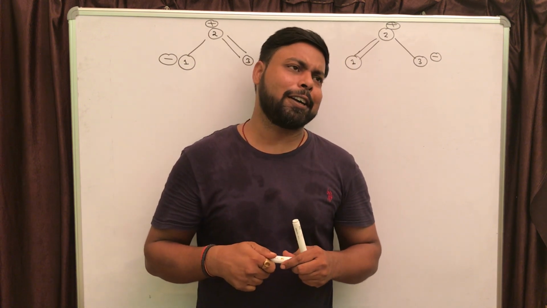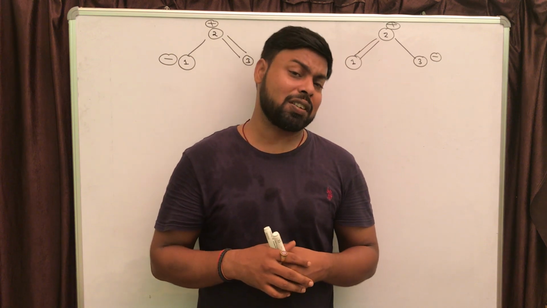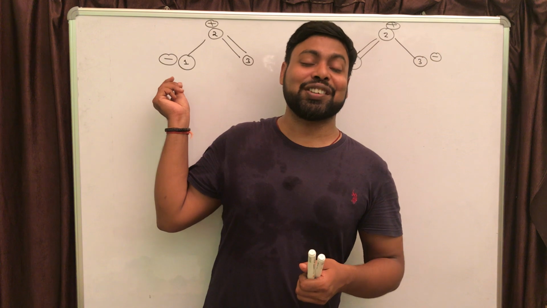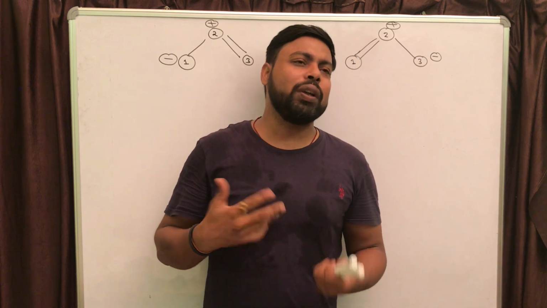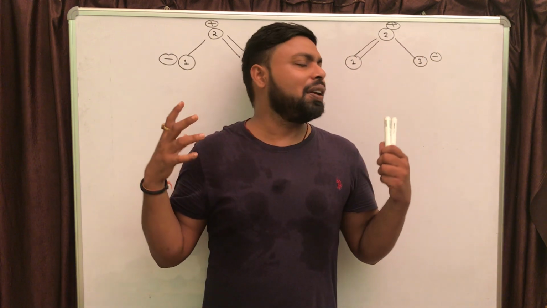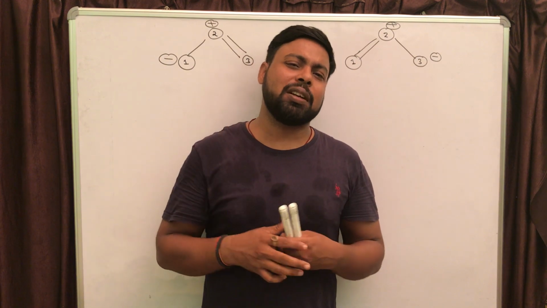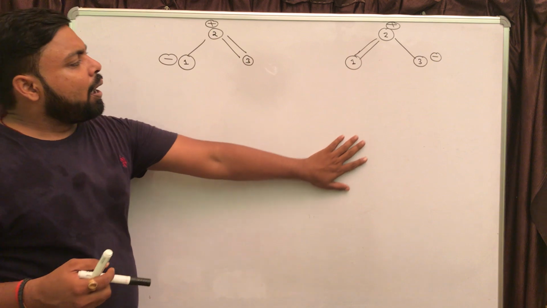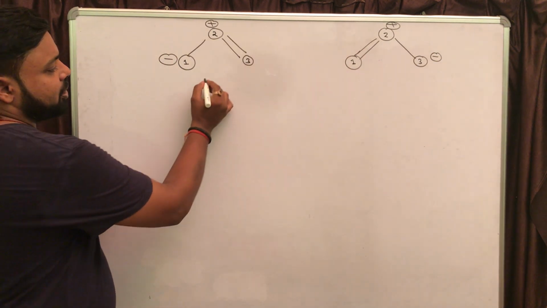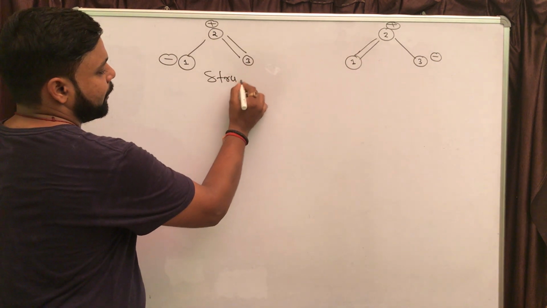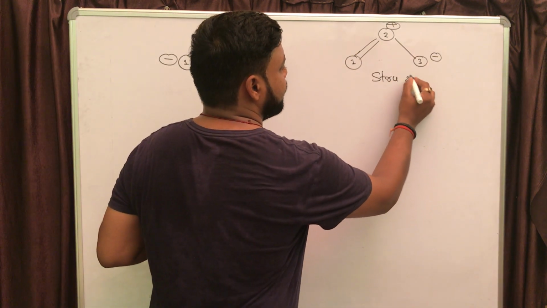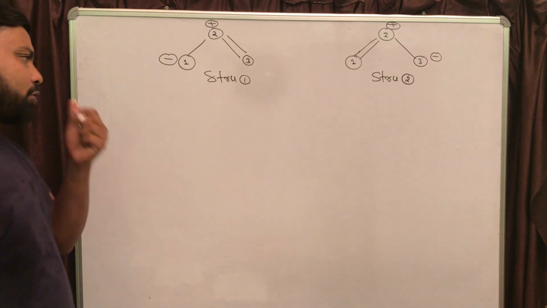I can take isotopes of oxygen. Maybe I am taking oxygen 18, not 16. By doing that, we can draw two possible structures of ozone. These two are possible, and let's say this is structure one and this is structure two. Structure one and structure two.